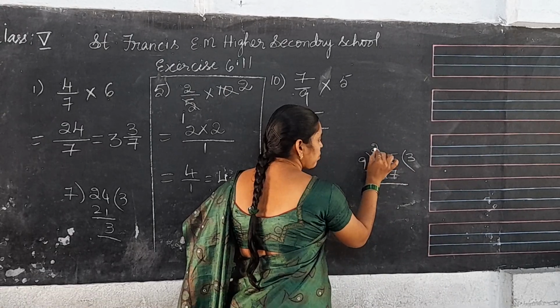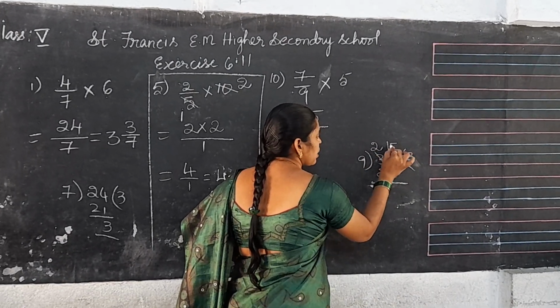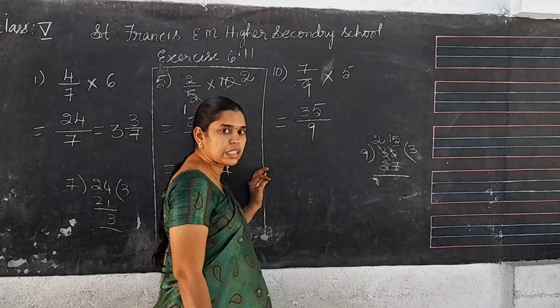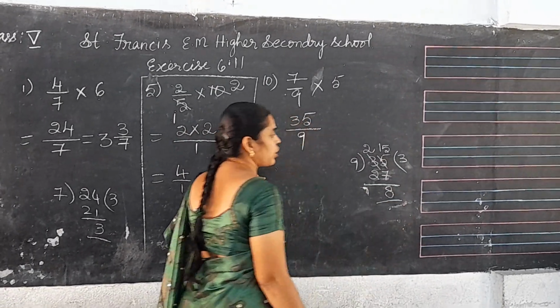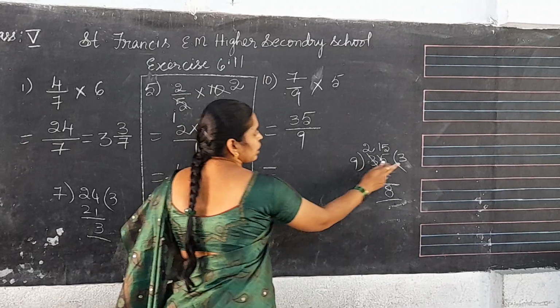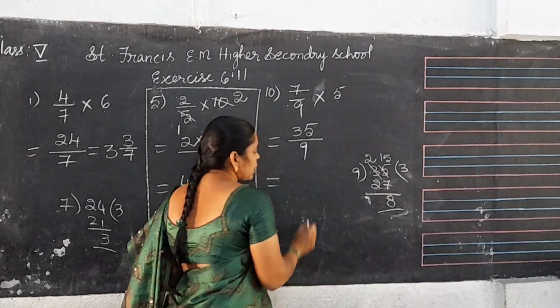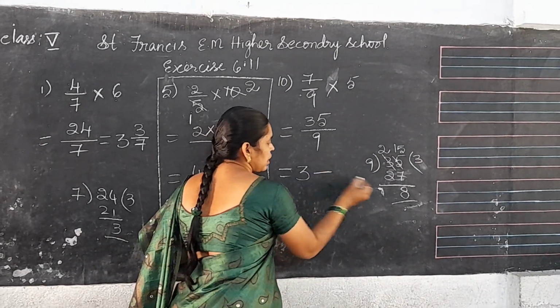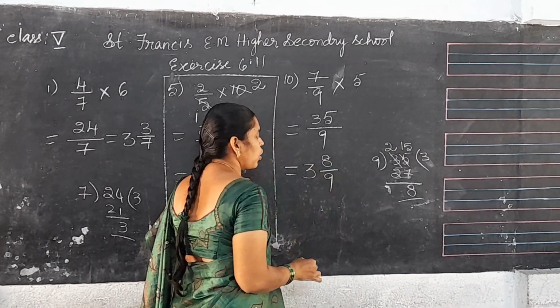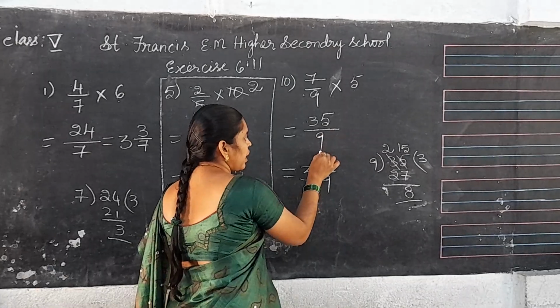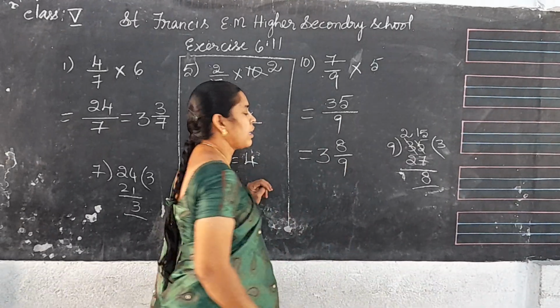Then this 3 becomes 2 and this 5 becomes 15. 15 minus 7, 8. 2 minus 2, 0. No need to write. Right? So this whole quotient is called whole number and this remainder is called numerator, and write the same denominator. So 35 by 9 is equal to 38 by 9.